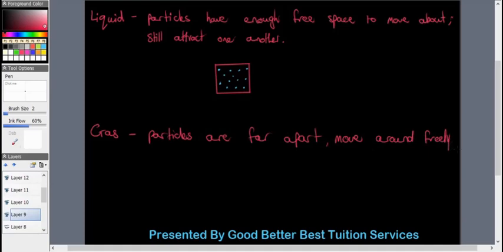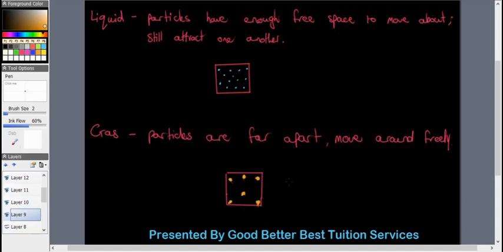Move around freely, because they are far apart. So again, a graphical representation, somewhat. Far apart, very far. Let's maybe make my little particles look a bit more decent for the camera. There we go. They're very far apart.